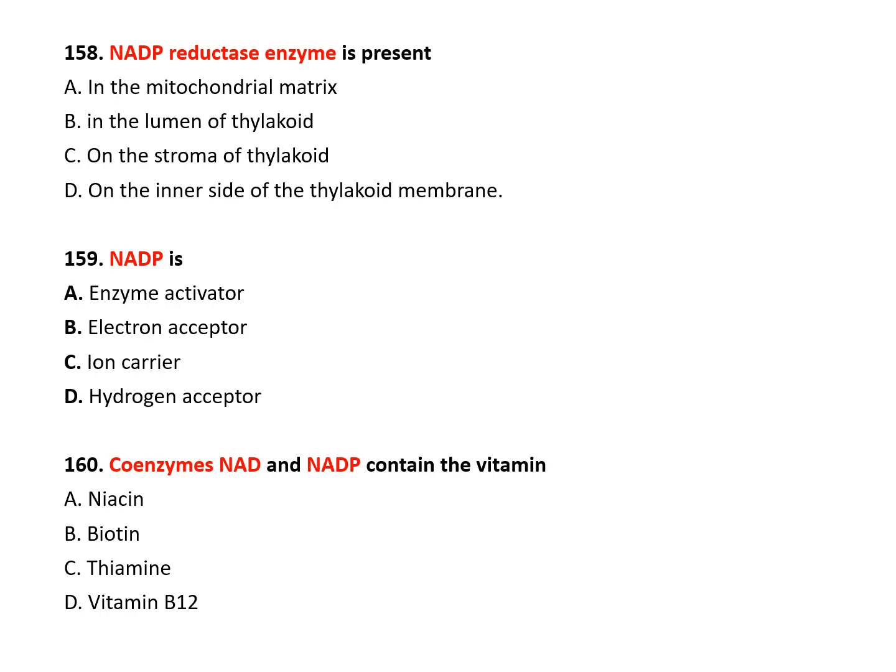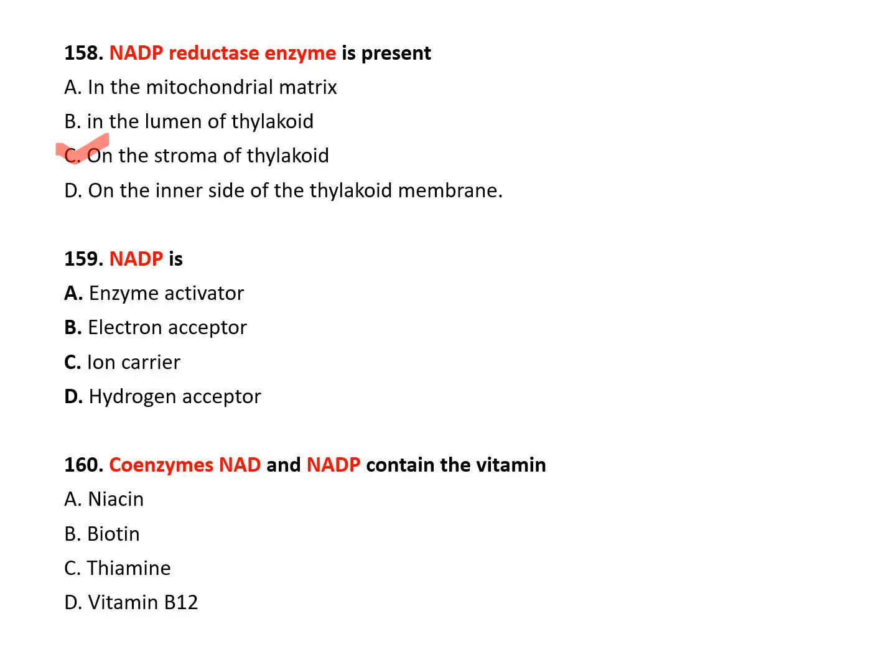NADP reductase enzyme is present in option A, in the mitochondrial matrix. Option B, in the lumen of thylakoid. Option C, on the stroma thylakoid. Option D, on the inner side of the thylakoid membrane. The correct answer is option C, on the stroma of thylakoid. The next question number 159.